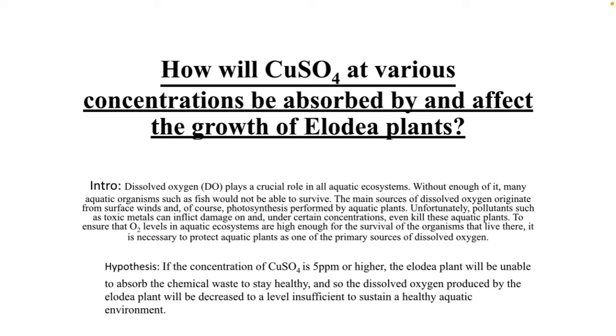To ensure that O2 levels in aquatic ecosystems are high enough for the survival of organisms that live there, it is necessary to protect aquatic plants as one of the primary sources of dissolved oxygen.